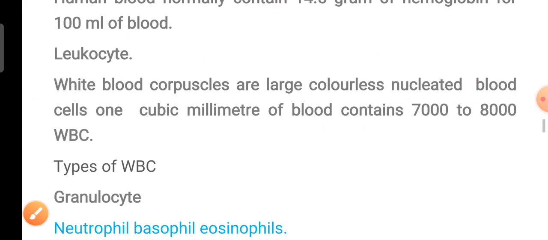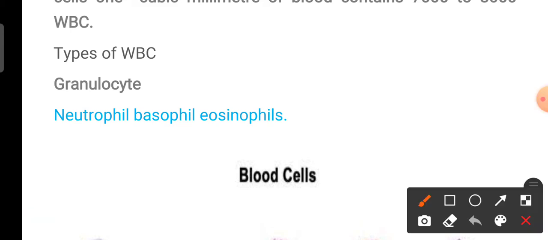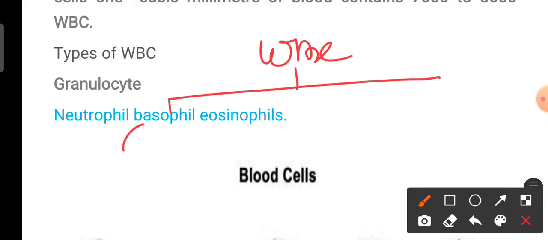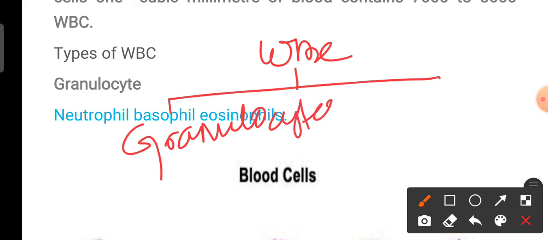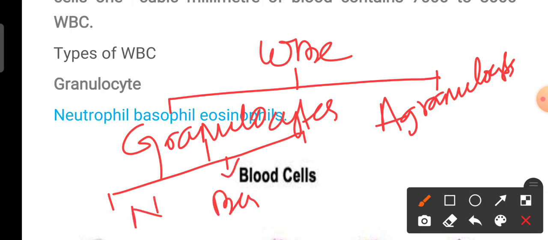Here are the types of WBC. We are going to talk about the types. The WBC is divided into mainly two parts, that is granulocyte and another is agranulocyte. The granulocyte is again divided into three parts. The first one is neutrophil, the second one is basophil, and the third one is eosinophil.